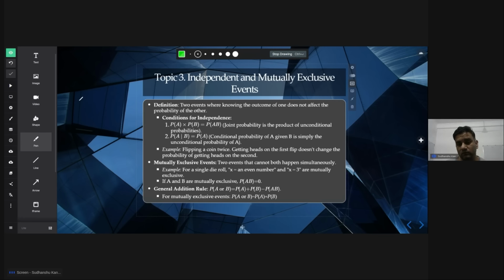So we are talking here about the first one, independent event. Please understand, an independent event is when we are talking about two events where the occurrence of one event has no effect on the occurrence of the other event. The outcome of one does not affect the probability of another, right?